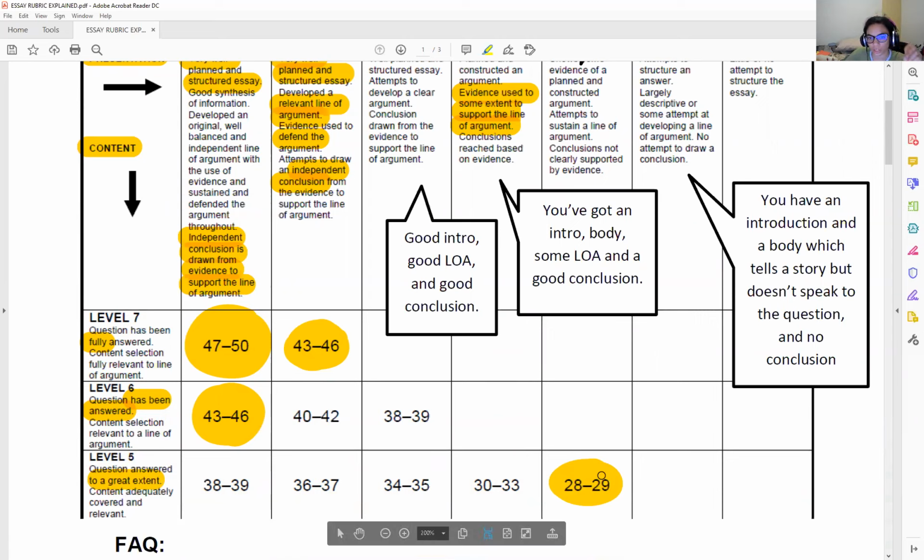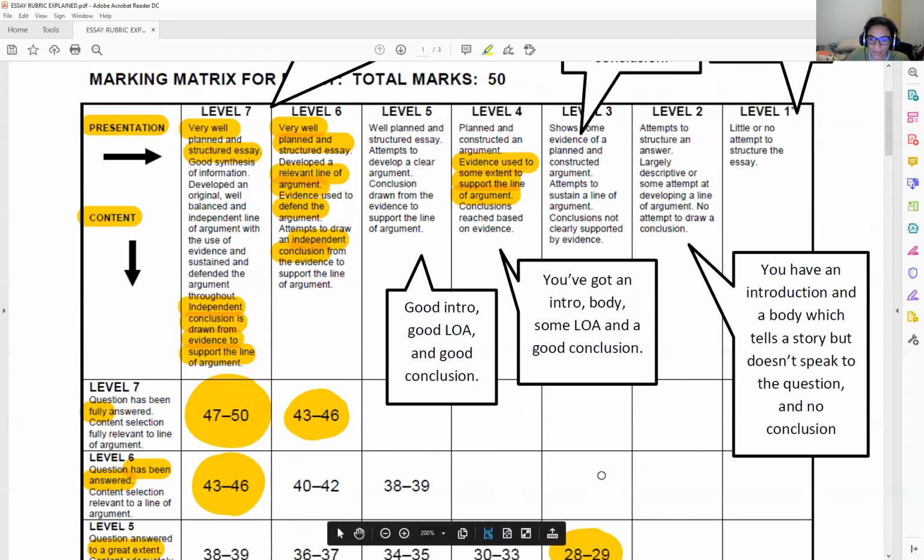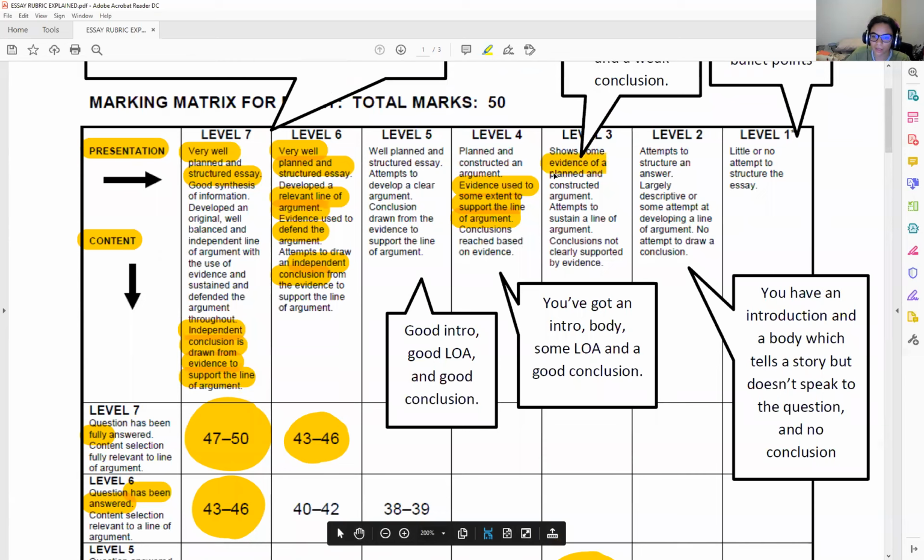So you've answered the question to a great extent. Most of the facts that need to be there are there. And you show evidence of a planned argument. So you don't really have that line of argument going, but your content is there. Like your teacher drilled you, here, study this and this and this and this and this. And you studied it and you remembered it, but you didn't link it to the question. Then you're going to get a level 5, level 3, which means you show evidence of a planned argument. Because I can see everything that needs to be there is there. You're just not relating it to the question.